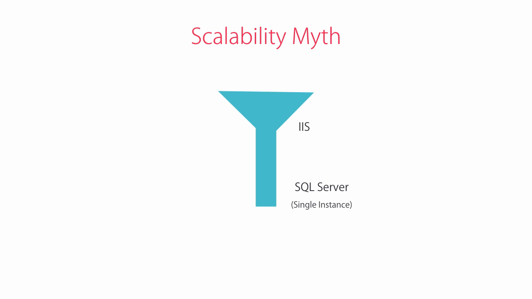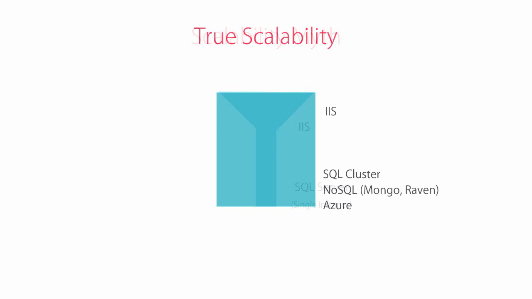Now our pipe looks like a funnel, but look at the bottom. It's still the same size. So if you're using a single instance of SQL Server, that's going to be your bottleneck, no matter how many more requests you can serve in IIS, because all these requests will eventually have to wait for the database server to respond. On the other side, if you use a SQL cluster or a NoSQL database like Mongo or Raven, which is designed for scalability, or SQL Azure, that's a different story. The bottom of the pipe will also expand, and that's when you have true scalability.